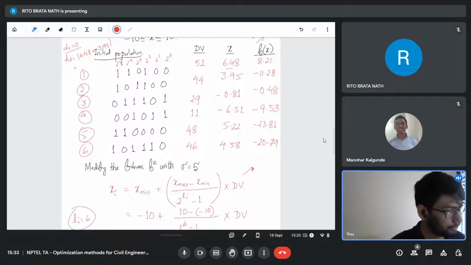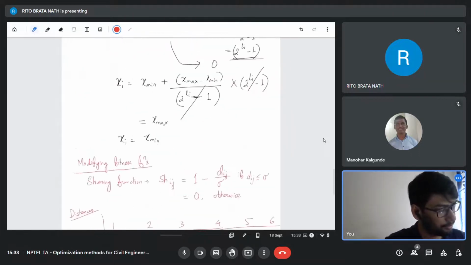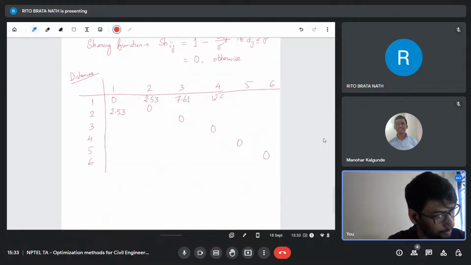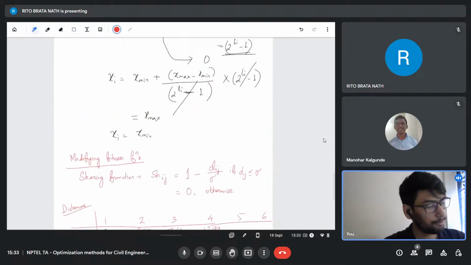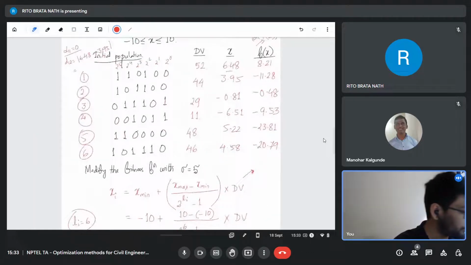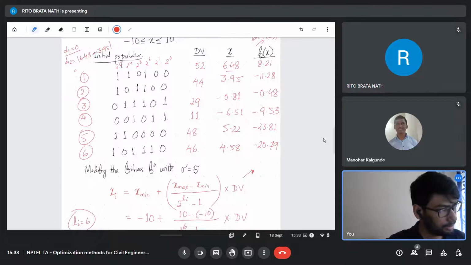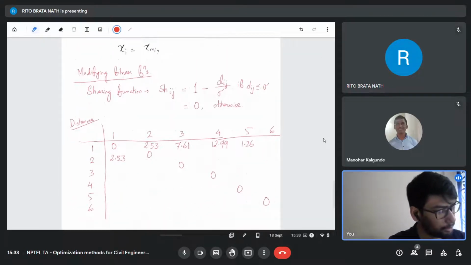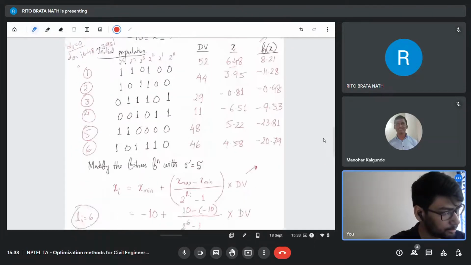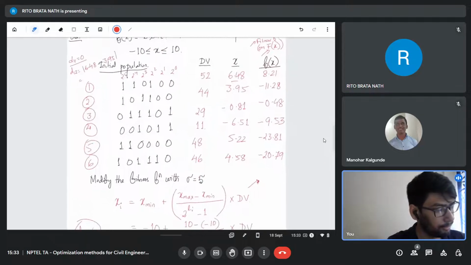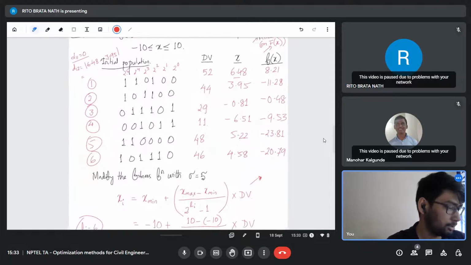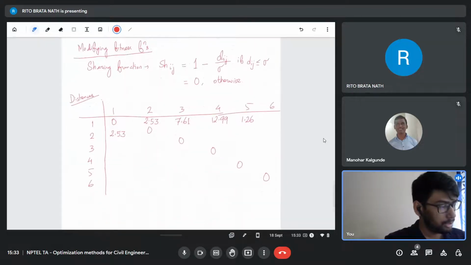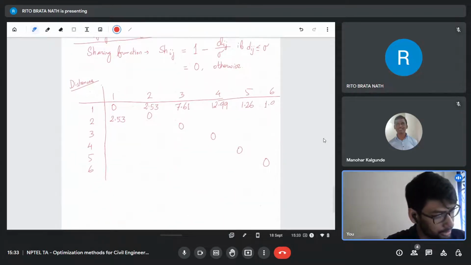The next one, let me write this one first, 12.99. 1 and 5 will be 6.48 minus 5.22. So that will be 1.26. And the last one will be, I think, 1.9. Let me check, 6.48 minus 4.58. So that will be 1.90. Correct. Okay, so this will be 1.90.